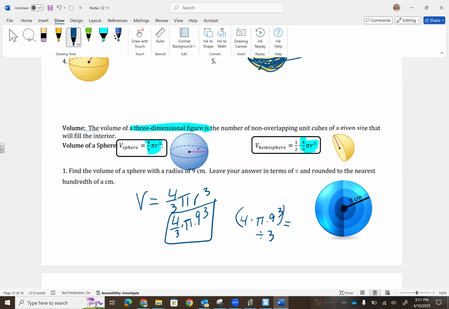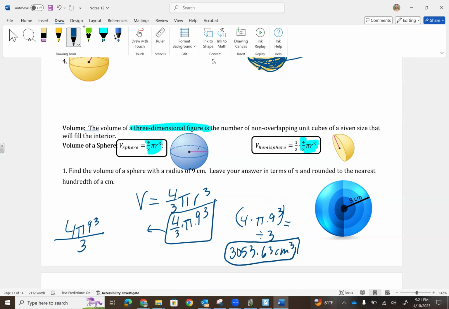The answer to it, and see if you can get this, is 3053.63 centimeters cubed. Another way to look at it would be 4 pi times 9 cubed, and then over 3. That'd be another way to put it in your calculator. If you've got the fraction option, any of those, if you type it in right, should give you this. So you can check it and see. If you need help, holler.